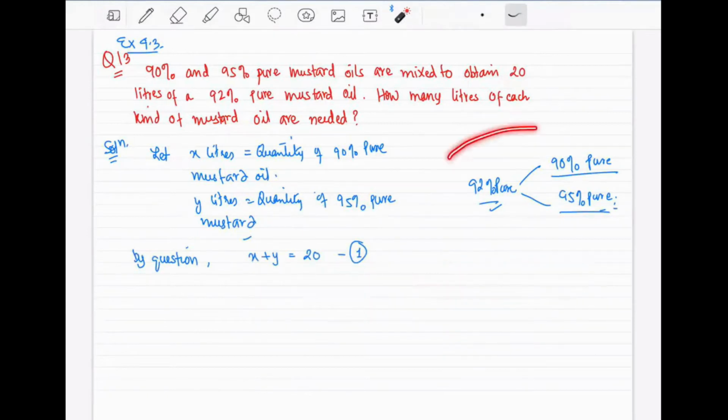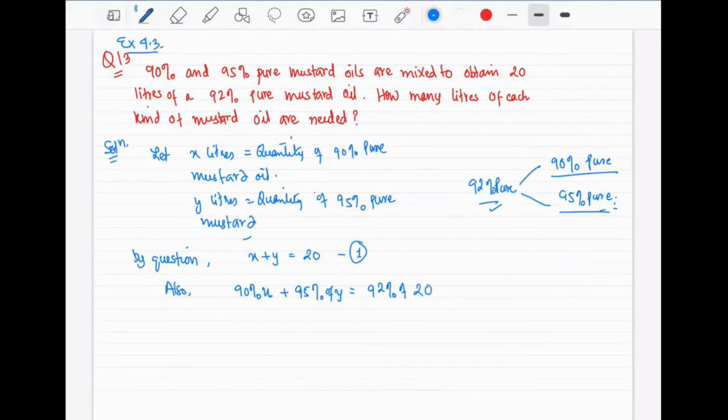So from this condition right here, we will make another equation also. So 90% of this first kind, 95% of the second kind is equal to 92% of total. Total is how much? We have obtained only 20 liters, right? So 92% of, we will write 20. This is another equation. We will write 90% of x as 90x by 100. This one is 95y by 100. And the percentage here would be expressed as 92 by 100 also, right? We are able to obtain 90x by 100, 95y by 100, 92 by 100 into 20.